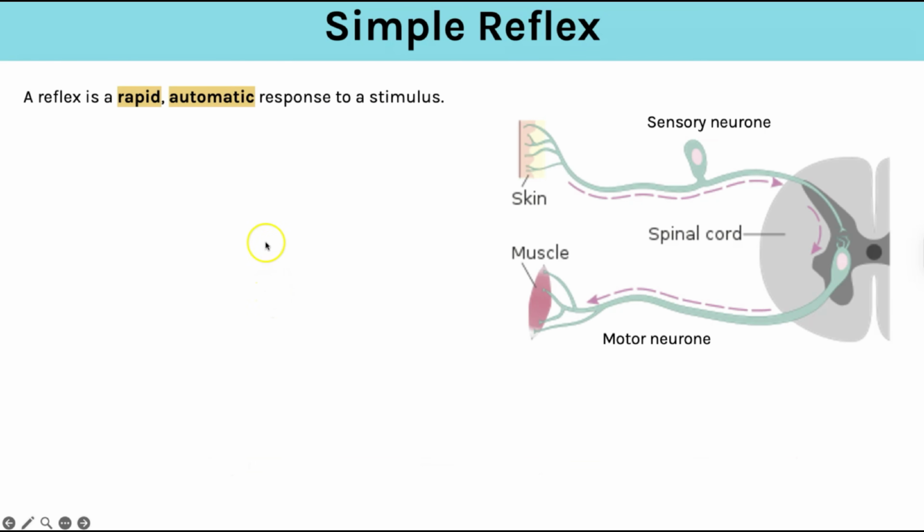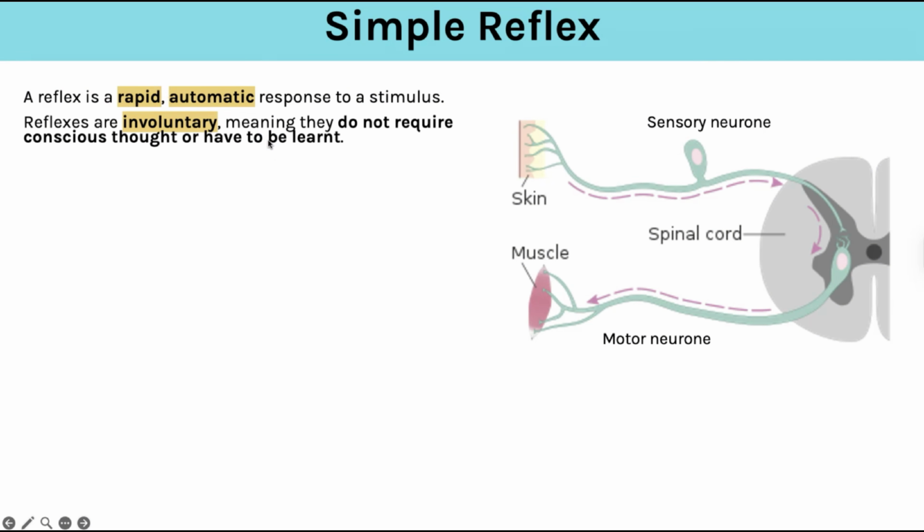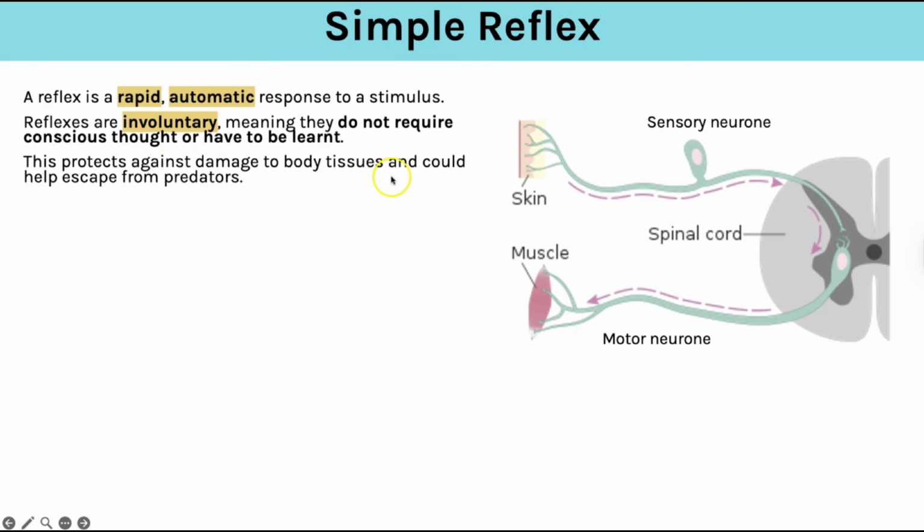So here we have a simple reflex, and a reflex is a rapid automatic response to a stimulus. Reflexes are involuntary, so they do not require conscious thought. You don't have to learn to respond in that way to protect yourself. And the point of a reflex is it protects against damage to body tissues, and it could also help you to escape from a predator.